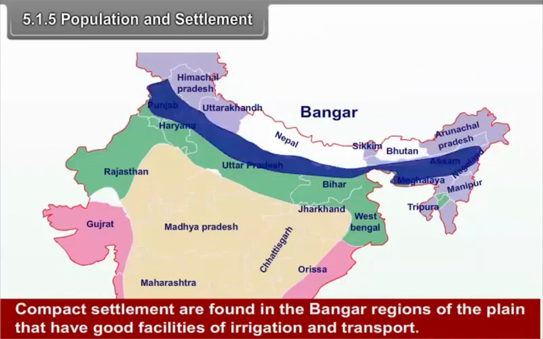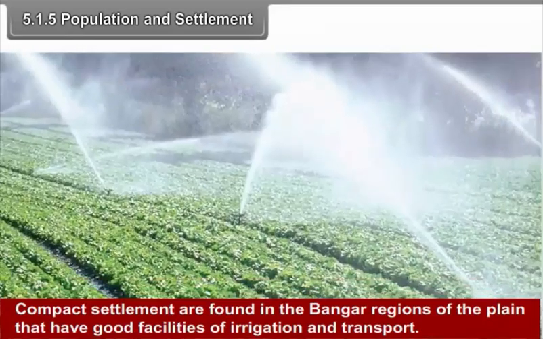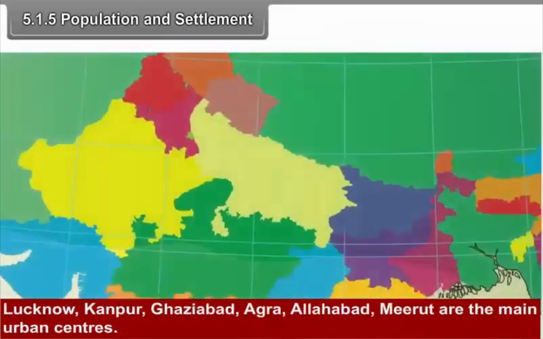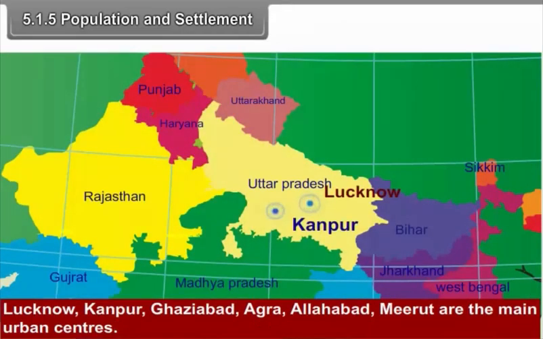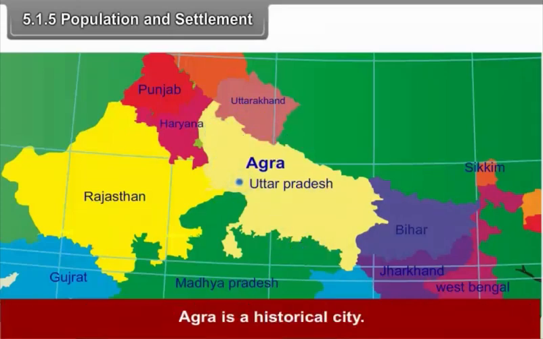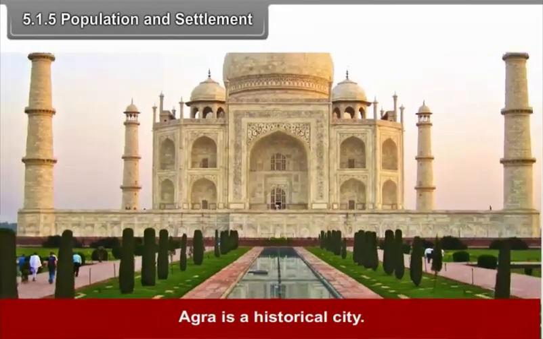Compact settlements are found in the Bangar regions of the plain that have good facilities of irrigation and transport. Lucknow, Kanpur, Ghaziabad, Agra, Allahabad, Meerut are the main urban centers. Agra is a historical city.